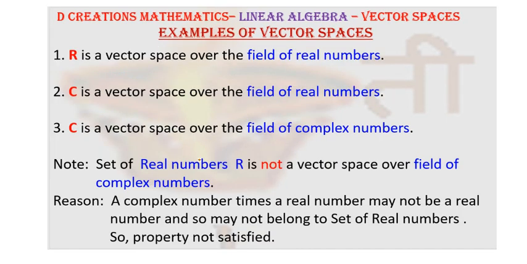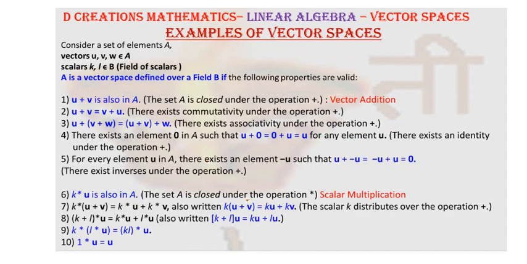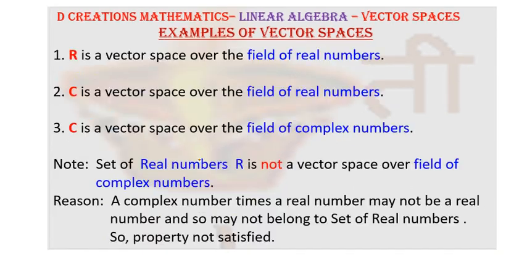Now the first and foremost example is R, the set of real numbers over the field of real numbers. It is very clear. Now as an exercise, I would suggest that you pause the video and try to see whether it follows all these axioms. Of course it is going to follow, but you can check it out for yourself and then verify that yes, R is indeed a vector space over the field of real numbers.